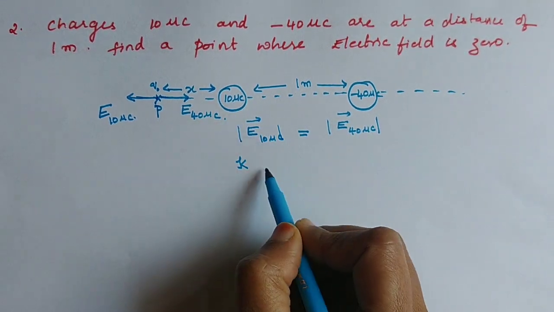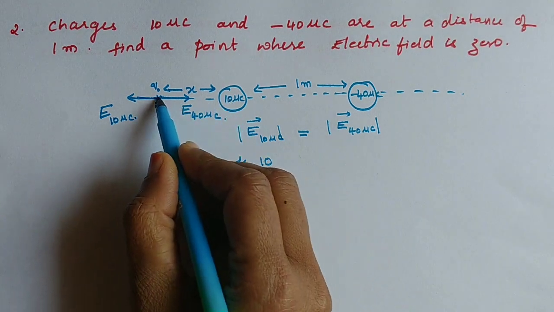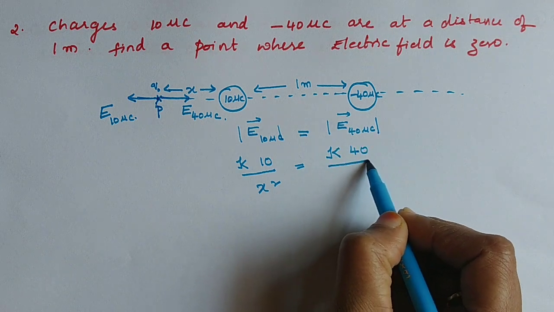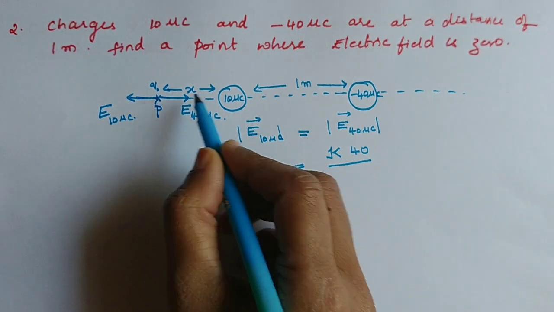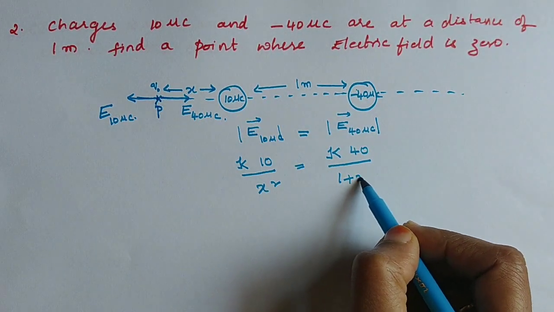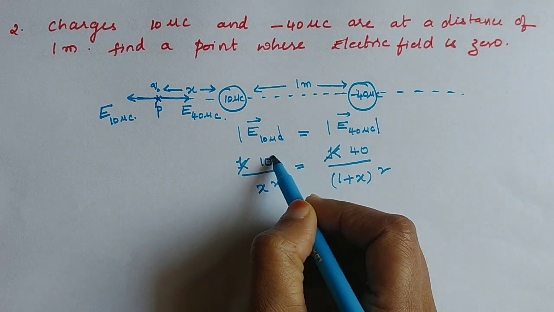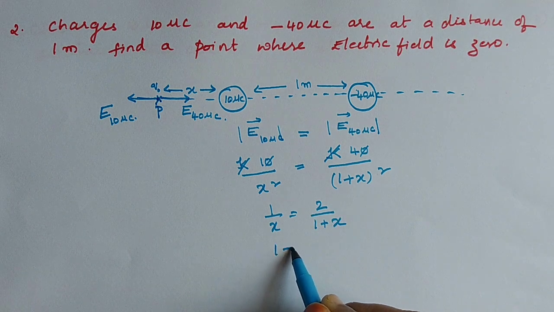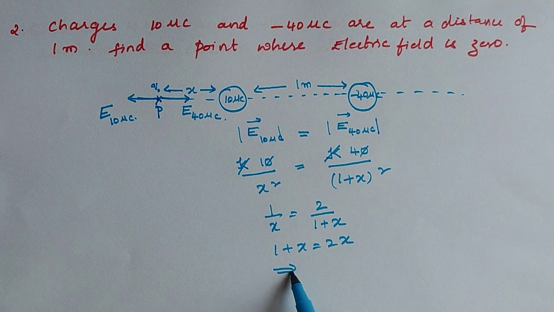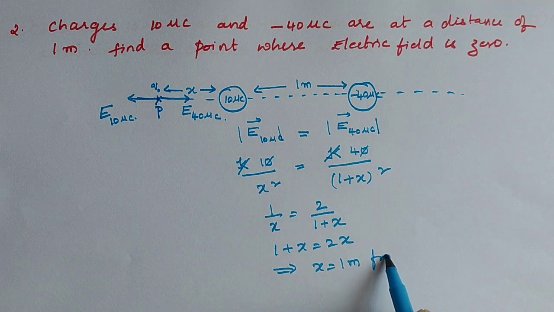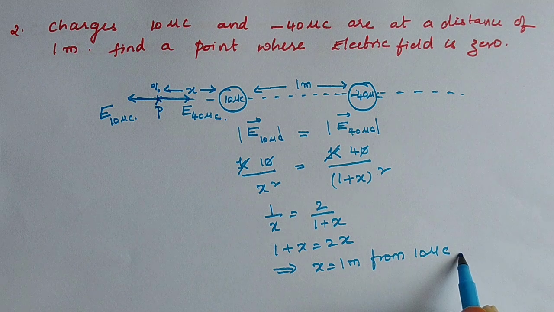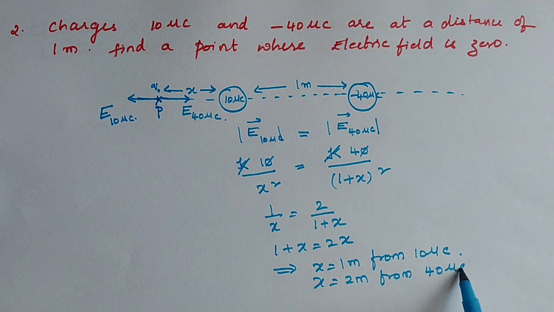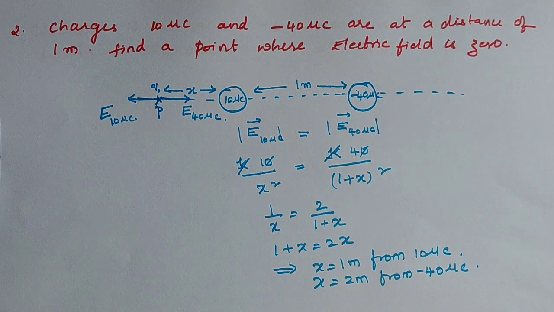It's K, charge is 10. I'm not converting the unit. Distance is x square. Should be 1 by 4 pi epsilon naught into 40 divided by, from 40 till this particular point, distance is 1 plus x. So 1 plus x whole square. Apply square root. 1 by x is 2 by 1 plus x, or 1 plus x is equal to 2x, implies x is 1 meter from 10 microcoulomb or 2 meter from 40 microcoulomb, that is minus 40 microcoulomb.